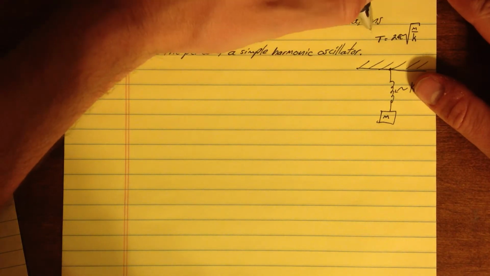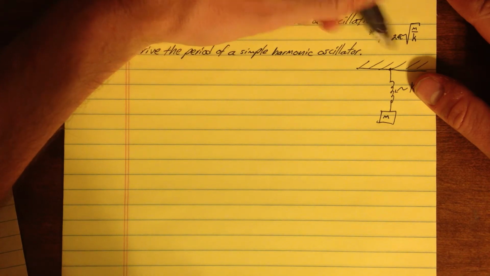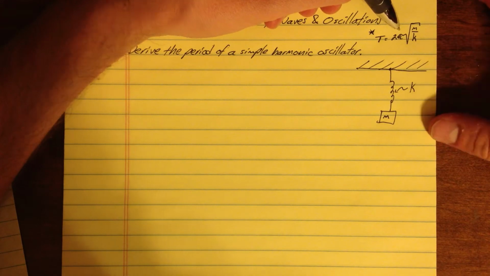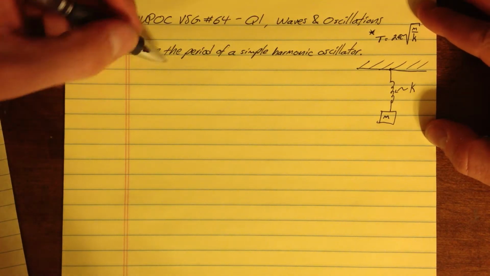But let's go ahead and see how we would derive this, because an excellent follow-up question to asking what the period of the simple harmonic oscillator is, is: go ahead and derive that for me. So let's go ahead and do that.